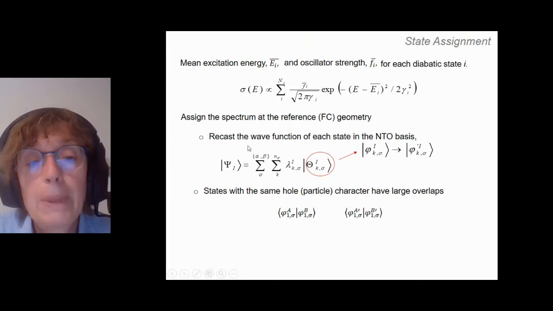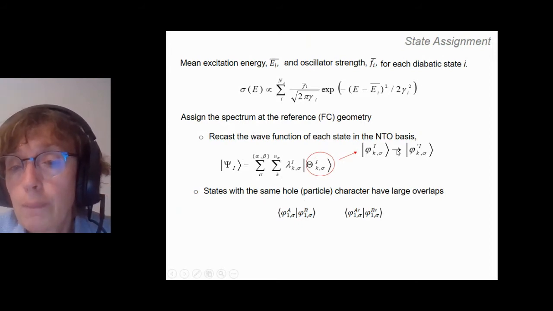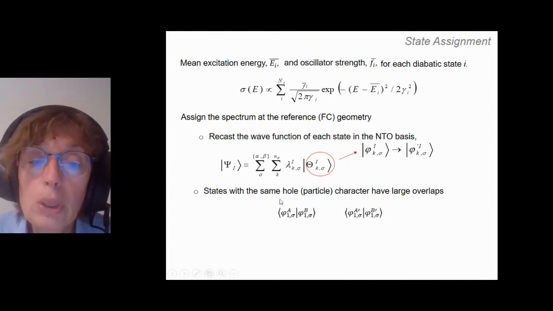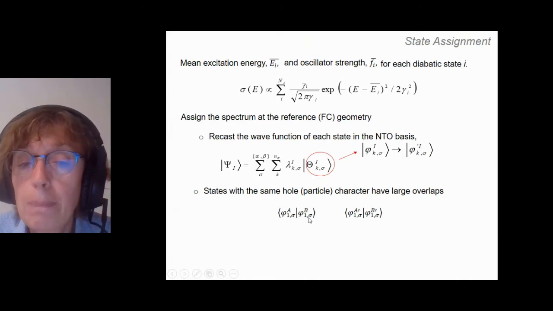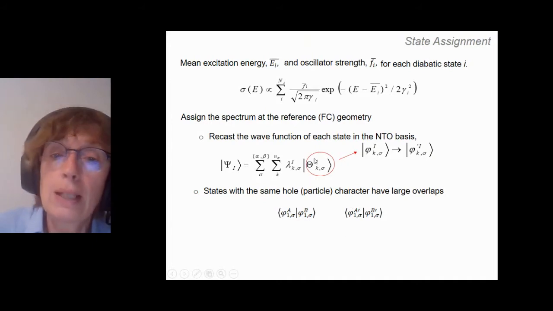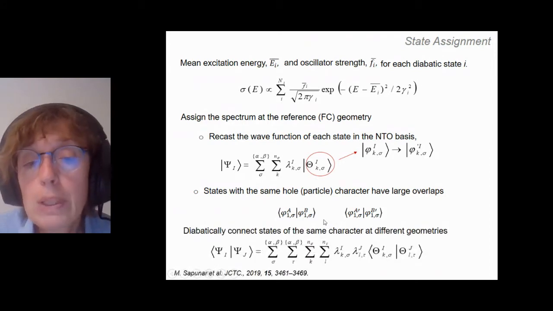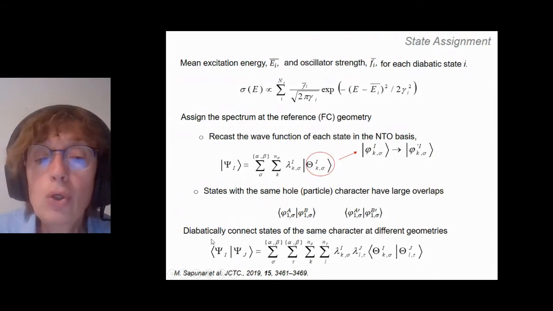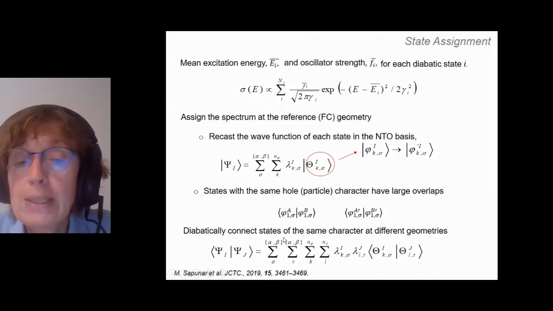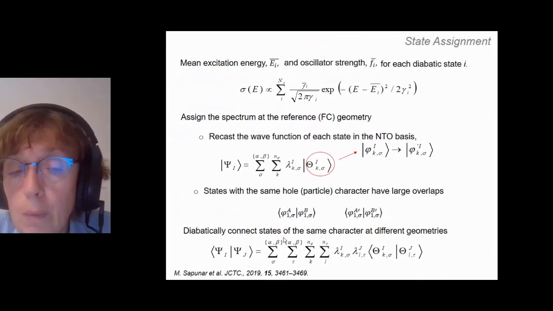And okay, the electronic states are orthogonal, but the particle and hole NTOs are not mutually orthogonal. So by computing the overlap between the hole and particle NTOs, we can assign the spectrum at the reference geometry. I'll show you after how to do this in practice. And then, once we have a spectrum assigned at the reference geometry, we connect the states of the same character at different geometries by computing the overlap between the wave functions.